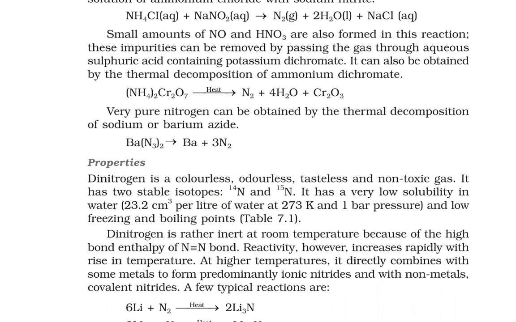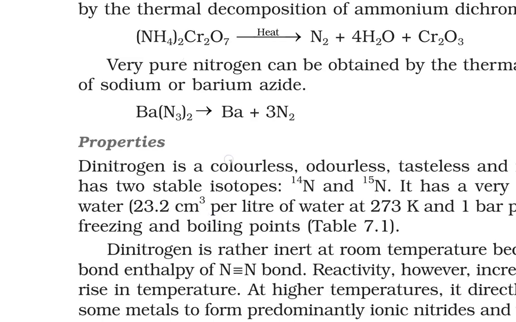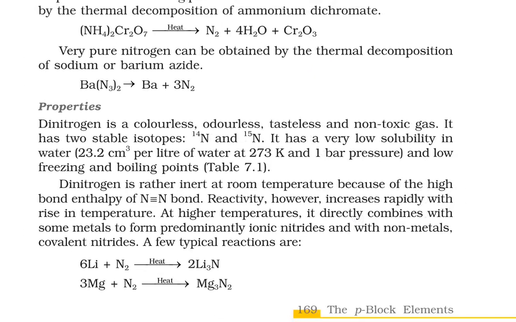Very pure nitrogen can be obtained by the thermal decomposition of sodium or barium azide. So barium azide is Ba(N3)2. Ba(N3)2 will give Ba plus 3N2. So this is thermal decomposition of barium azide.